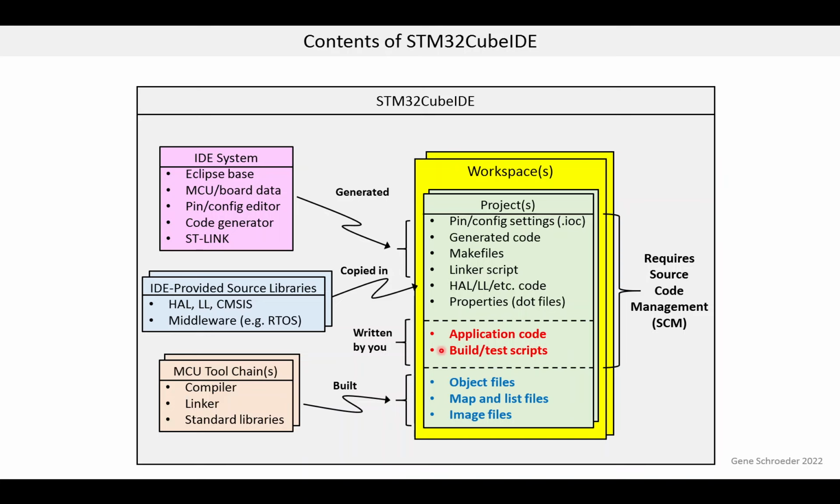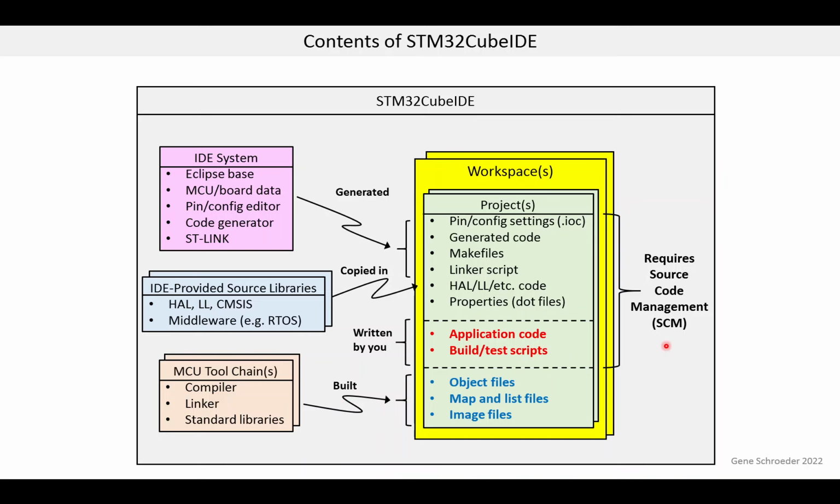Along with the application, I include build and test scripts. This is for the CI/CD pipeline, including things like the build script we'll be looking at later in this course. Following this are the build output files, including object files, map files, and the actual image files. As shown, they are created by the toolchain.